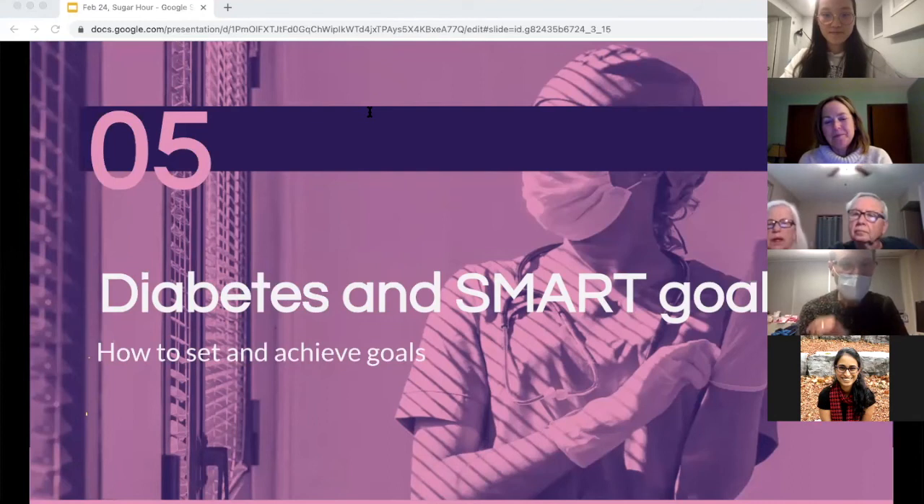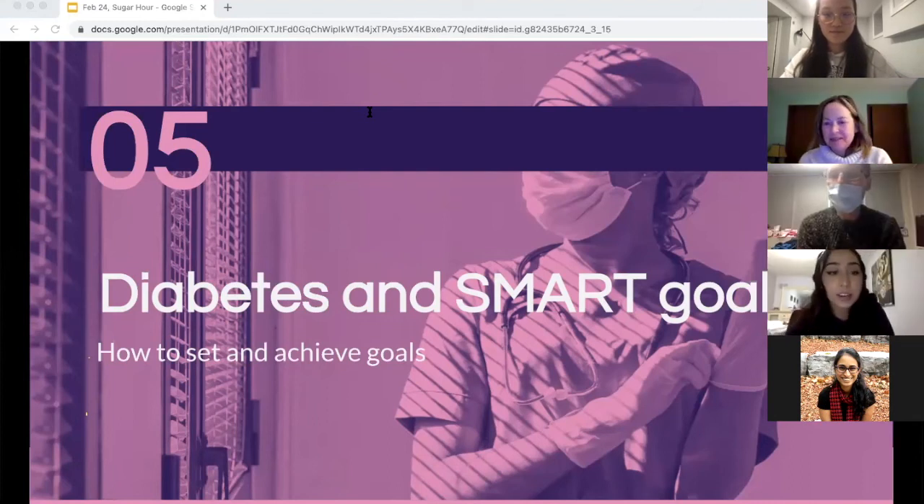So let's hear about SMART goals. Perfect. Hi, everyone. As Ginny and Dr. Kernu said, this last section is shorter and sweeter. It's a little less content heavy, and we're just going to be talking about SMART goals.